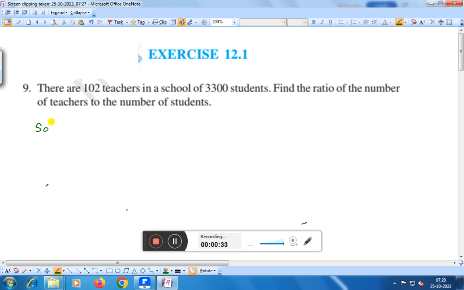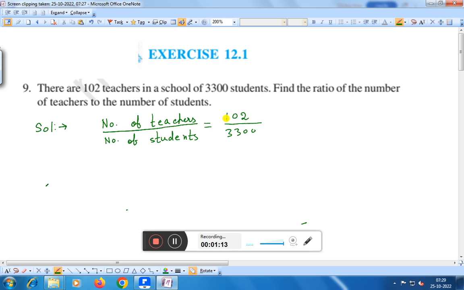Now here, the ratio of number of teachers to the number of students. Number of teachers is 102 and number of students is 3300.